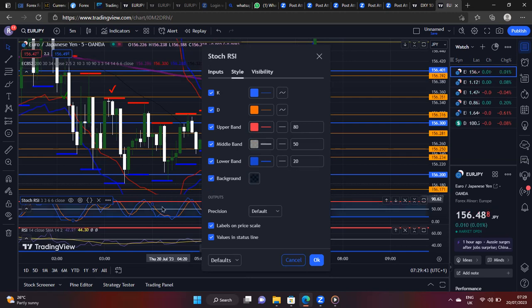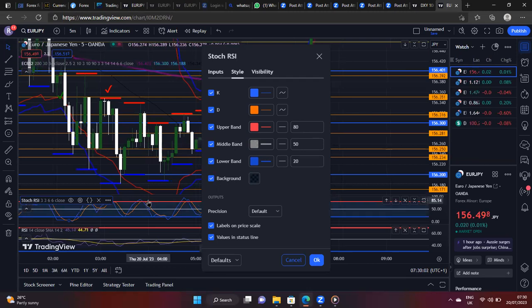Most times your background is checked. I don't like my background checked. I always like my charts as clean as possible, so I always make sure that my background, I uncheck it. If you're setting this indicator for the first time, by default your background will be checked just like this. So you want to make sure it's unchecked and you have a clear background. Okay, that is for the style on stochastic RSI.